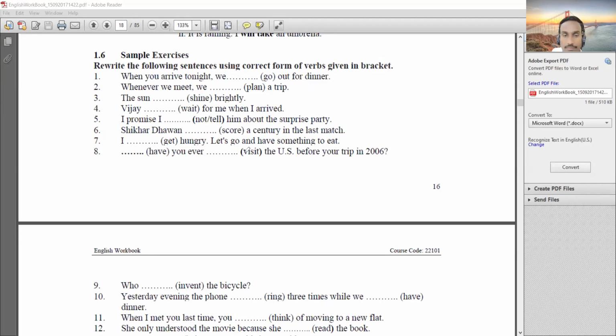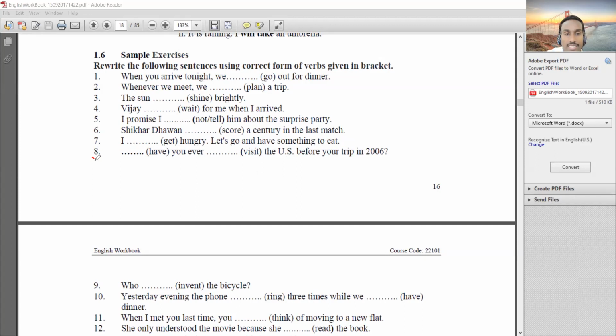That is right. Here you are using present continuous. What comes in present continuous? Verb-ing. Our subject is the pronoun I, so after I we use am. The main verb is get, so you need to add ing here. I am getting hungry, let's go and have something to eat. So this way you can get your answer.